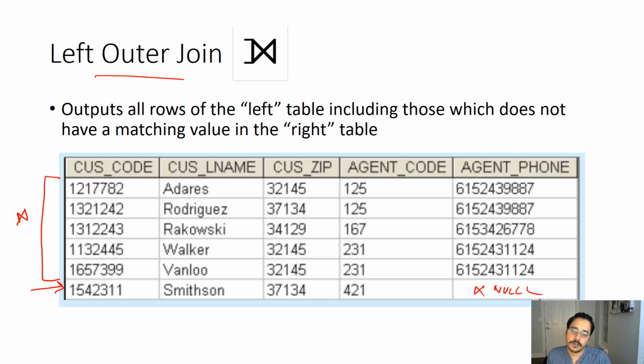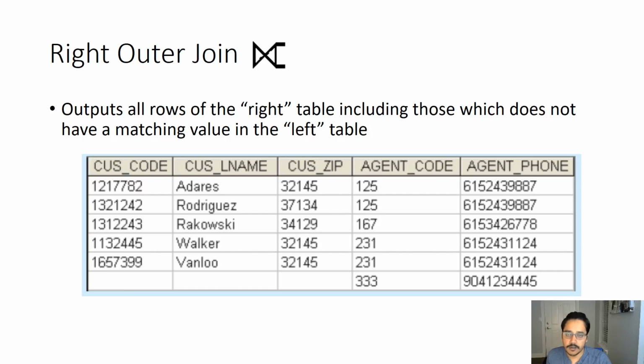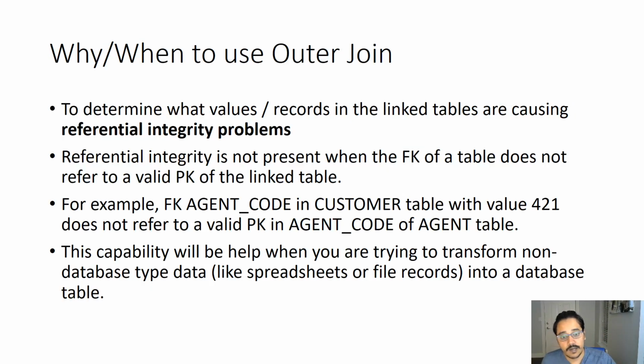Okay, so this is one example of left outer join. Thereafter, if you do right outer join, then you can find the agents who have not been assigned to any customer. So if you hired a new agent and you want to know if there are any agents who are available right now to manage a customer, then you can do it by using the right outer join in this particular setup. Okay. So now the important question is, why or when would you use the outer join?